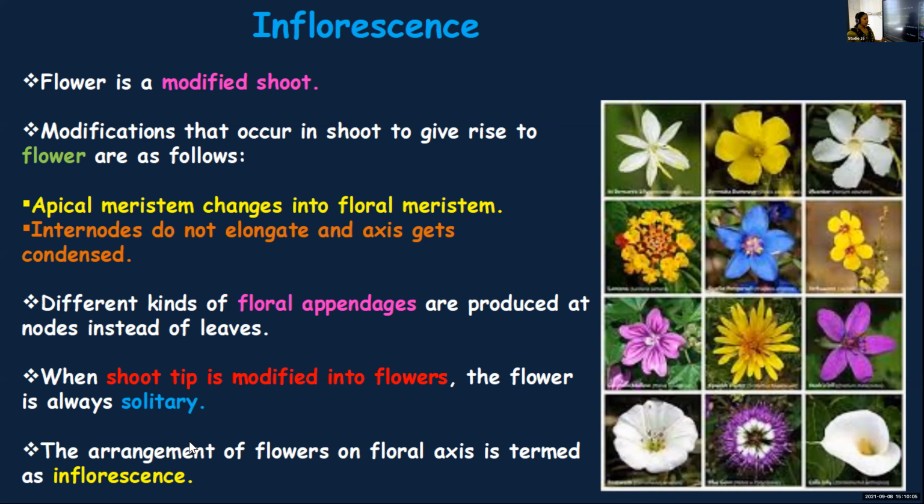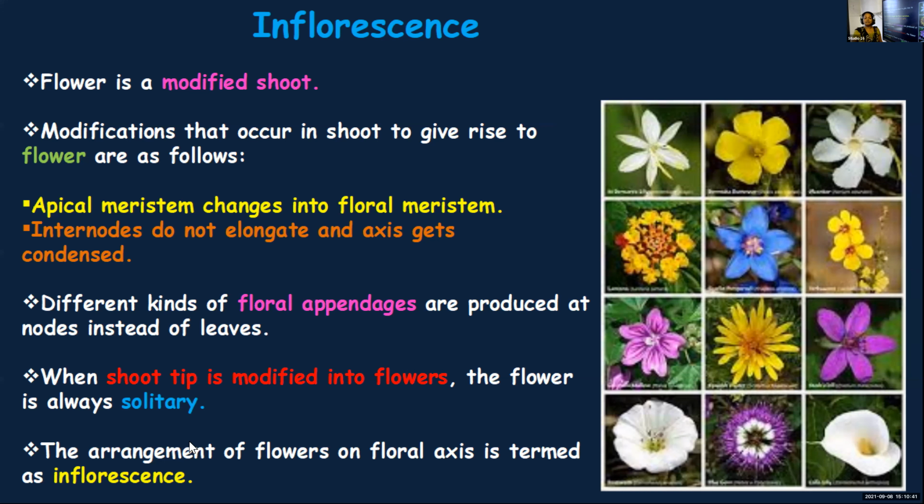The arrangement of flowers, but at times you can see a bunch of flowers and you call it an inflorescence. In certain flowers, you can see so many flowers arranged on the same axis. In that case, you call it an inflorescence. In certain cases, you can see a floral axis full of flowers. So many flowers will be arranged on either side of the floral axis. Floral axis means the axis on which flowers are produced.